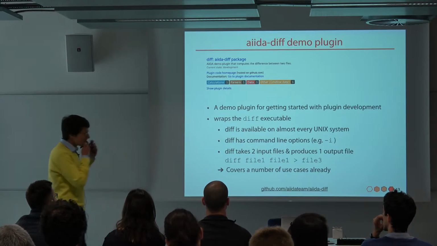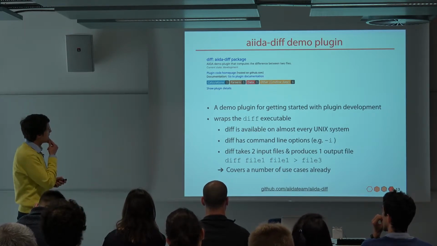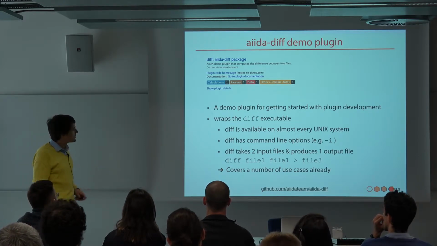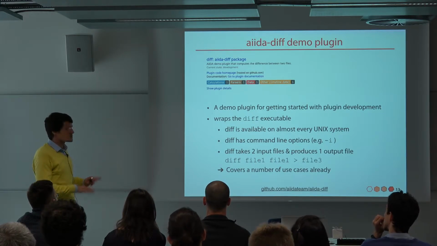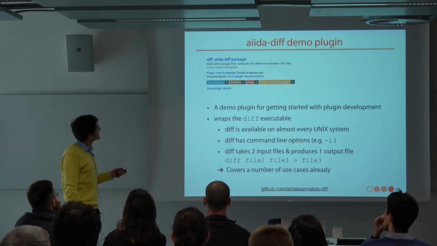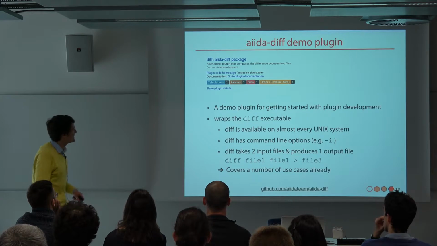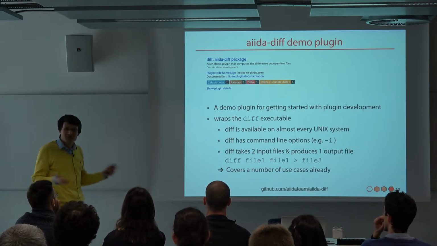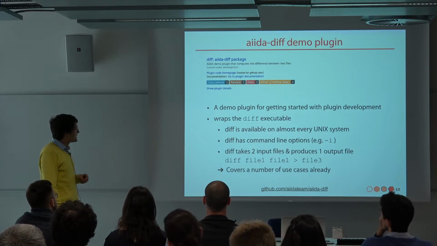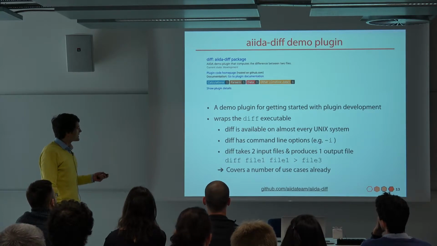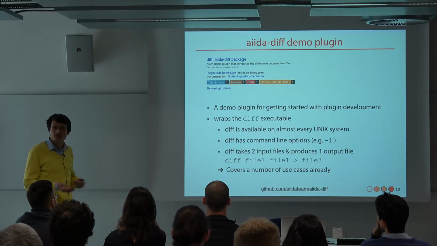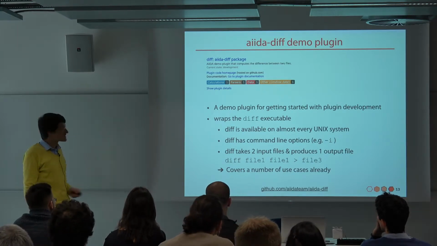Okay, so the aiida-diff demo plugin. The aiida-diff demo plugin is meant for you to get started with plugin development. So one thing you can do is you can just go to GitHub, clone this repository, and start modifying it. aiida-diff wraps the diff executable. So diff simply computes the difference between two files. The advantage of diff is that it's available on almost every Unix system, that it has some command line options, that it takes two input files and it produces one output file. So this is something that already covers a number of basic executables, and is a good point to start developing a plugin.